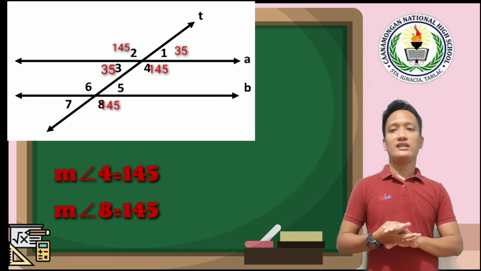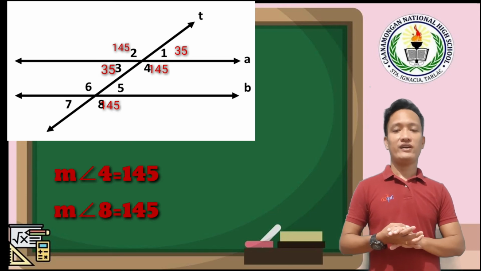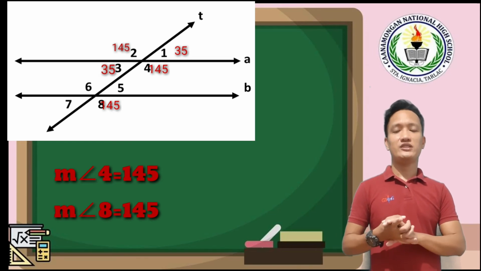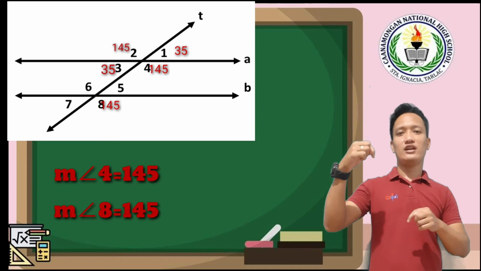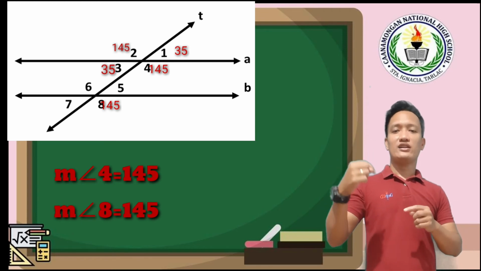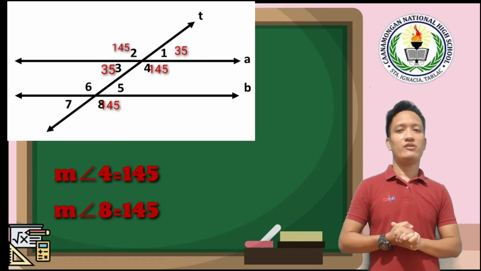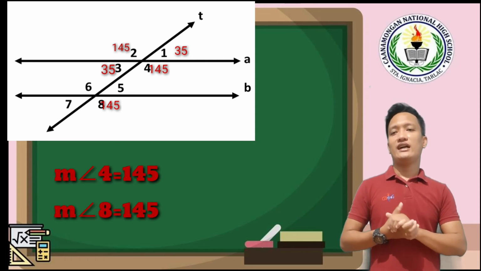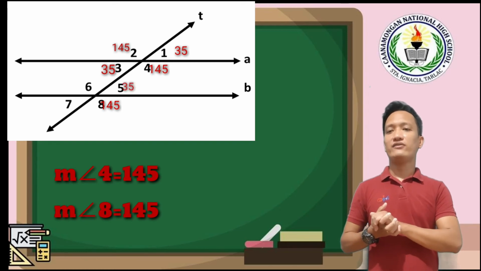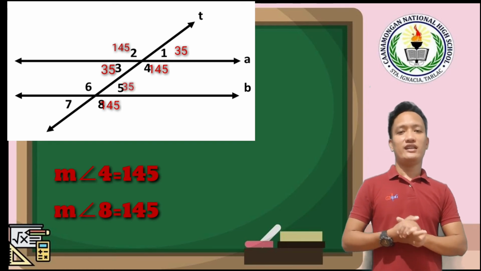So, angle 3, alam natin yung angle 3 ay 35 degrees. So, yung angle 5, syempre, alternate interior silang dalawa. So, ang alternate interior angles are equal. So, yes, they are equal. So, since they are equal, masasabi natin na ang measurement din ng angle 5 ay 35 degrees.